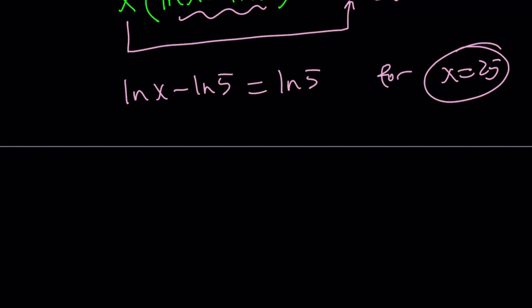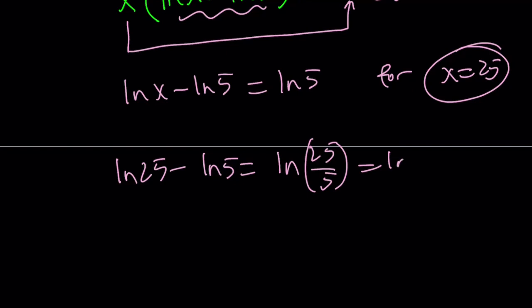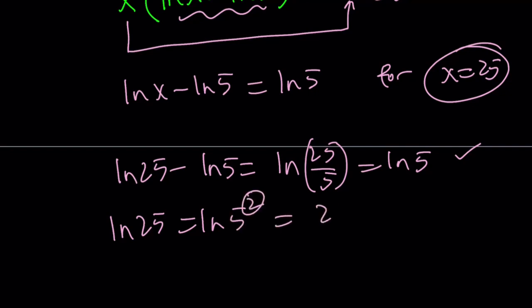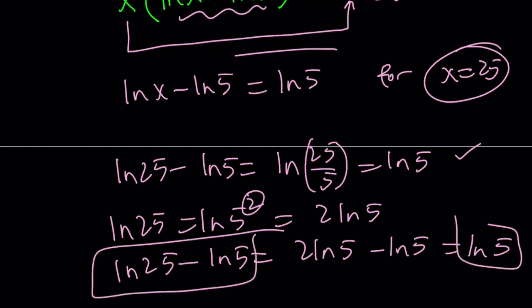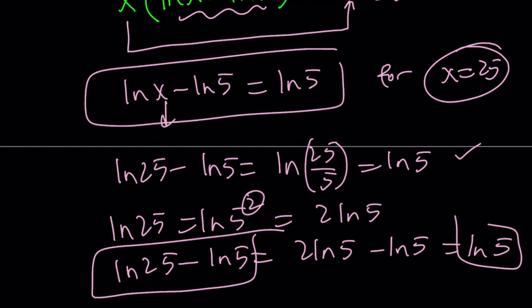And it's true. Why? Because if you think about it, ln 25 minus ln 5 can be written as ln of 25 over 5 from properties of logs, and that's ln 5. So it checks. Or you can look at it differently. ln 25 can be written as ln 5 squared, which is 2 ln 5. So ln 25 minus ln 5 is 2 ln 5 minus ln 5, and that is equal to ln 5. Therefore, ln 25 minus ln 5 is equal to ln 5. Therefore, this equation is satisfied by 25, and everything checks.